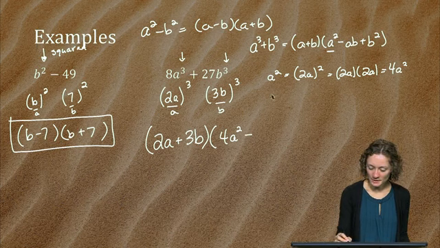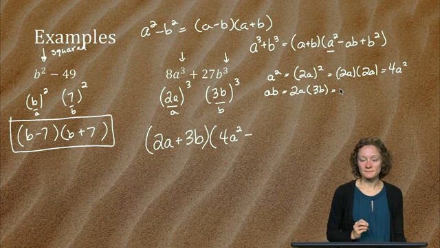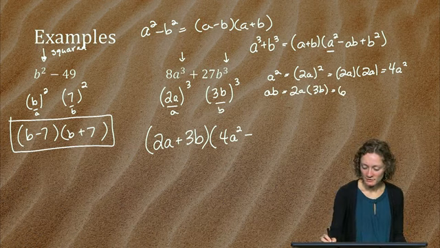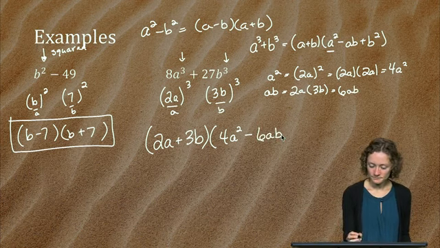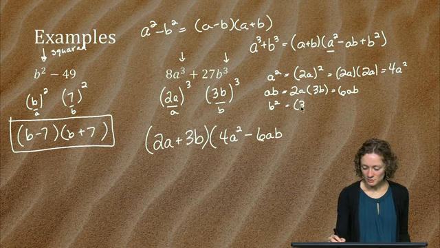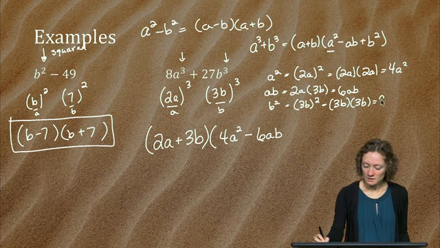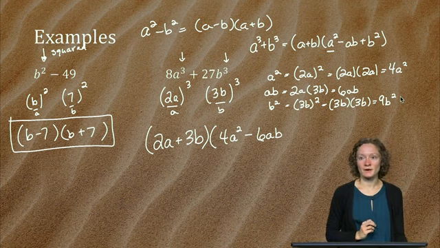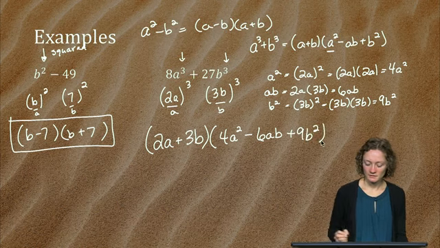Okay, then that middle term is ab. Our a is 2a. Our b, 3b. They multiply and give you 6ab. And then the last term is b squared in the formula. So our b is 3b, quantity squared, means 3b times 3b, which is 9b squared. So plus 9b squared.